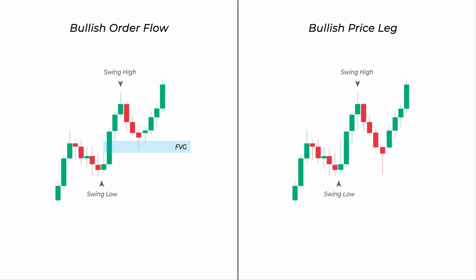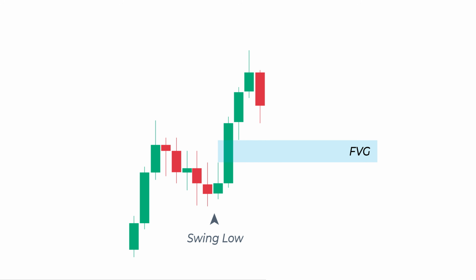So how do we define a bullish order flow leg? There are three criteria. First, we need a swing low that establishes the beginning of the bullish leg. Second, the move higher needs to be impulsive enough to leave behind a bullish fair value gap. And third, we need a swing high that acts as the immediate external liquidity target if the FVG is respected.